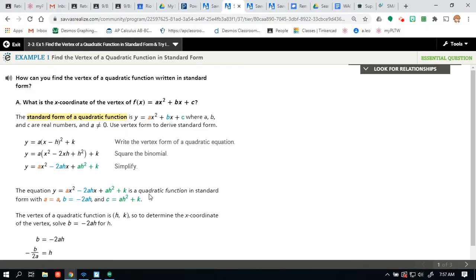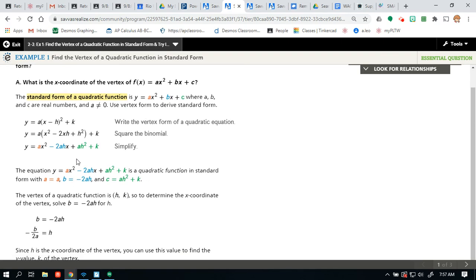So again, going back to the book, we have the standard equation as ax squared plus bx plus c. We're going to write out the vertex form, basically find h using this idea of ax squared plus bx plus c, and then we will be able to find the h coordinate, or the x-coordinate, for my vertex.